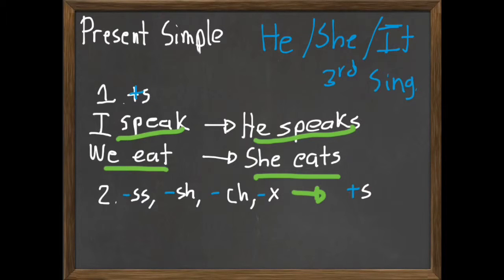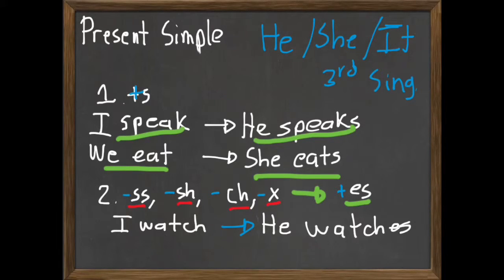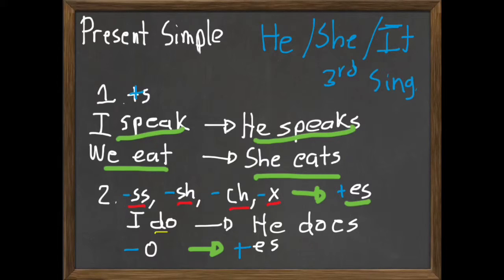Another rule would be that verbs ending in double S, SH, CH, or X will add an ES at the end. As I said, for example, I watch will turn into he watches. I watch, he watches. Also, verbs ending in O will add an ES at the end. For example, I do would turn into he does when used with the third person singular.